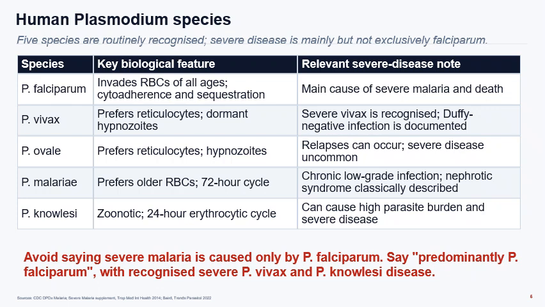Plasmodium knowlesi is zoonotic and has a 24-hour erythrocytic cycle, so parasitemia can rise quickly. The examination precision is this. Do not say that only Plasmodium falciparum causes severe malaria. Say severe malaria is predominantly due to P. falciparum, while severe vivax and knowlesi disease are recognized. That wording is both accurate and defensible.